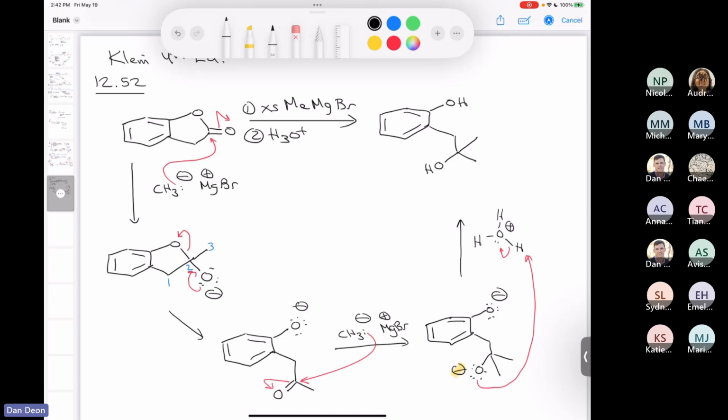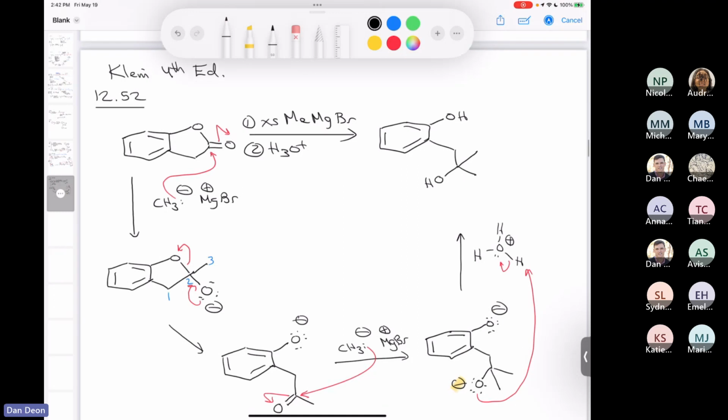And remember, with the oxidation, we actually looked at no mechanisms for that. I showed you a couple of them, but I told you I wouldn't ask you any of the oxidation mechanisms from chapter 12.